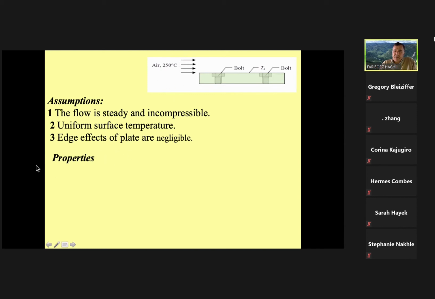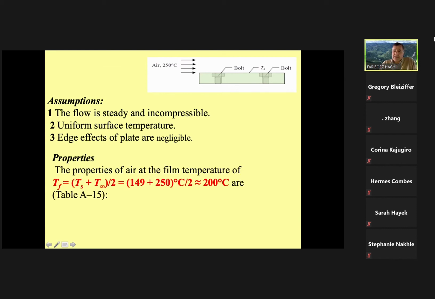We go to look at the physical properties, and there's a table at the end, and the table is A15. Remember this magic number, A15. And again, in this case, the temperature here is 149, the temperature there is 250. Therefore, the temperature changes from here to here, and the physical properties change. Therefore, we take the average temperature. This is called the film temperature. Film temperature is the average of the surface temperature and bulk temperature. And therefore we have to look at the physical properties of the air at 200 degrees.